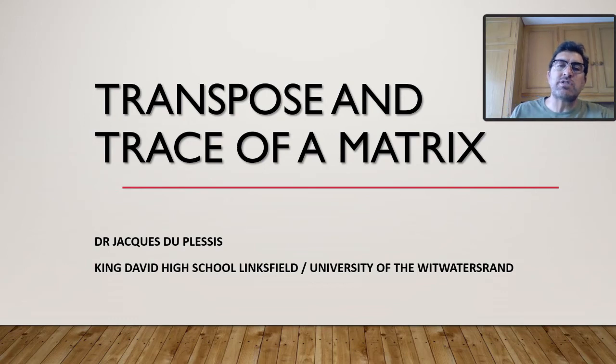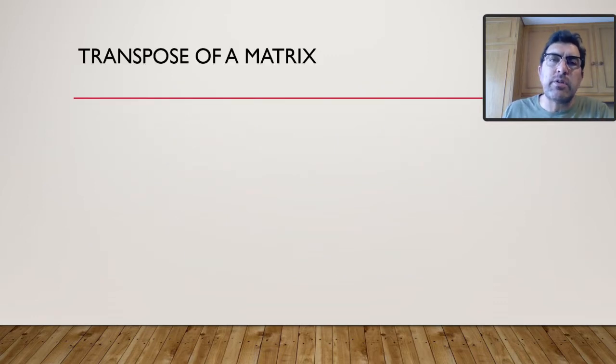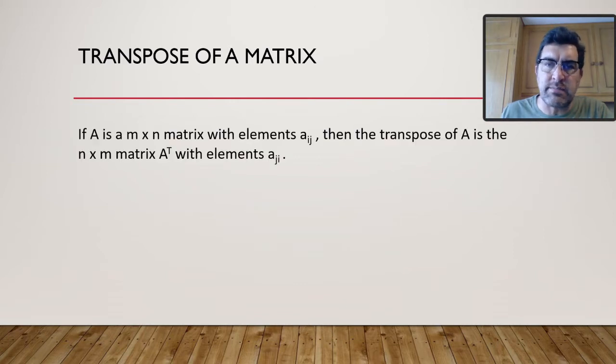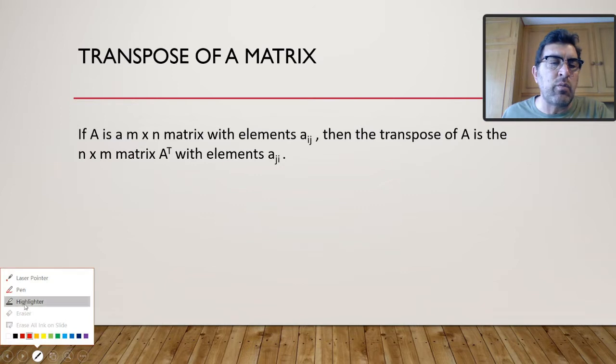Let's see what we mean by the transpose and the trace of a matrix. These two things are also two elementary operations that we perform on a matrix. First of all, the transpose of a matrix. Now folks, this is a very, very easy concept. Let's read the theoretical part of what it's saying.